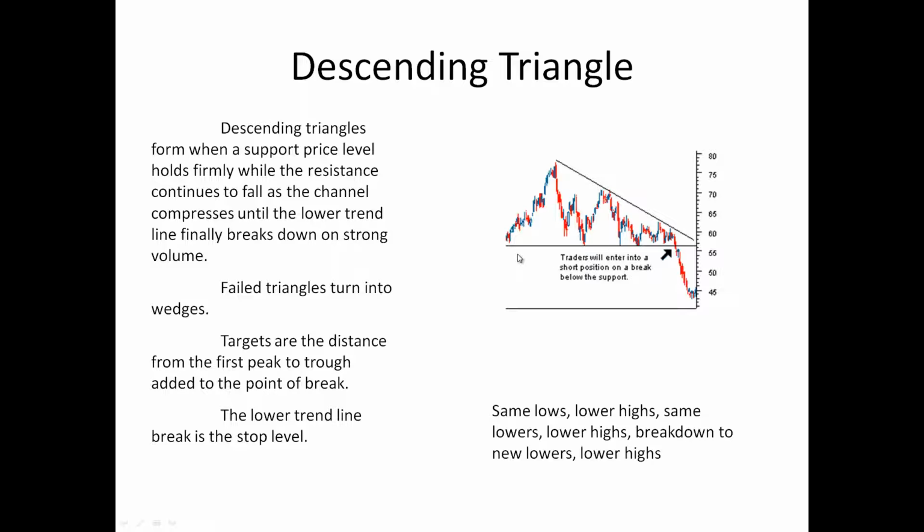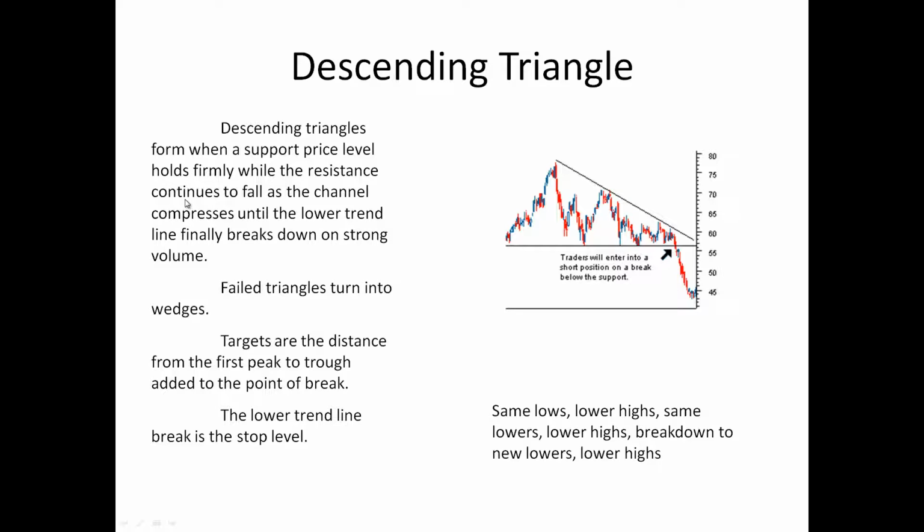And then you have the support. The previous one was a resistance line. This one is the support line. So same thing goes. Descending triangles form when a support price level holds firmly while the resistance continues to fall. Okay, you could see that by these lower highs. Lower highs, lower high, lower high, lower high, and then you have the break.